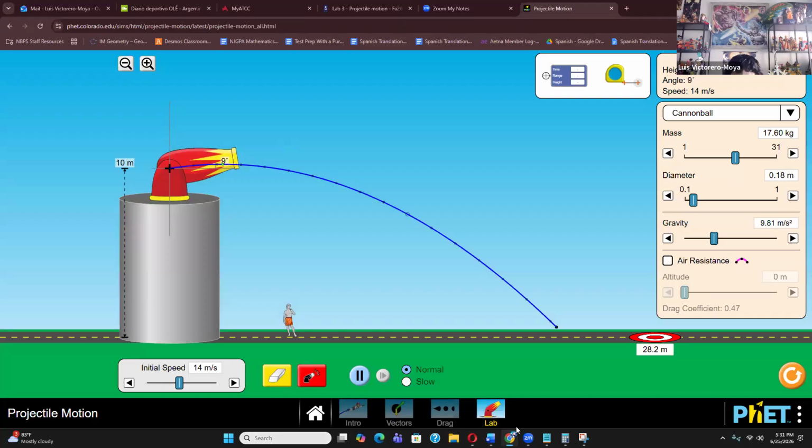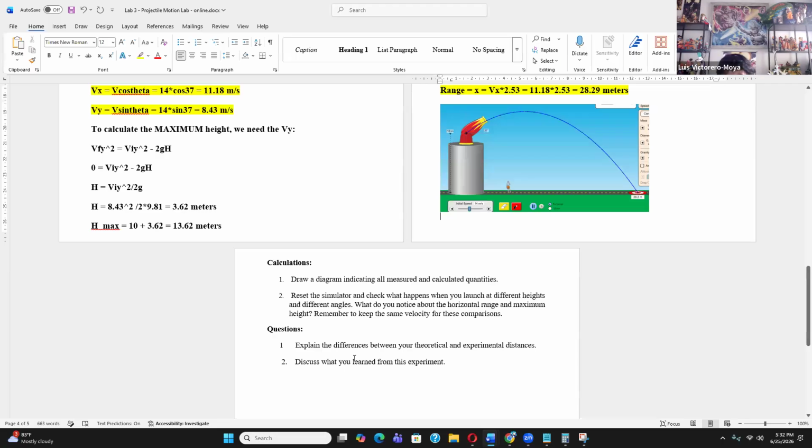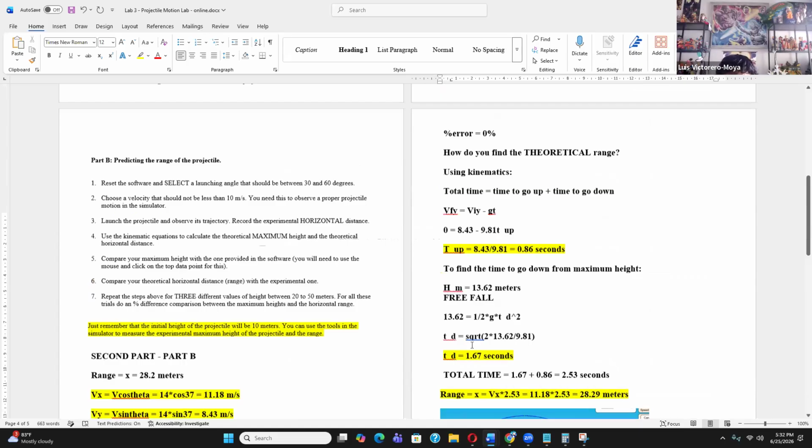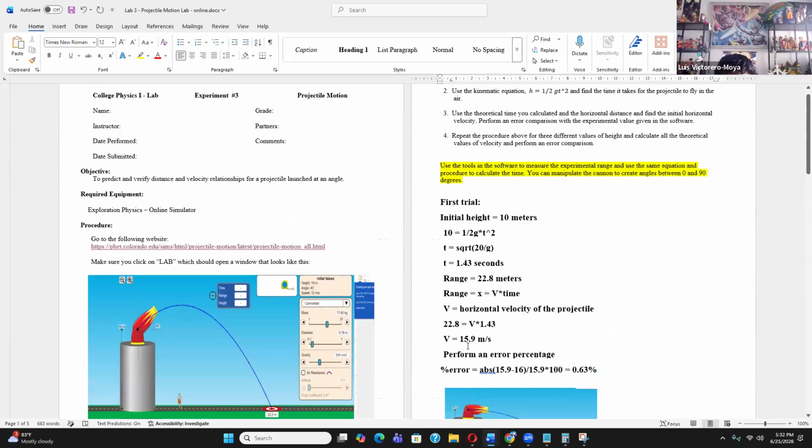So you can describe that, and then you have to write some conclusions explaining the difference between your theoretical and experimental values and what you learned from this experiment. I think it's a very interesting lab. I'm pretty sure that many of you will have a lot of fun with this. And again, it's all about using the simulation for part A and part B.